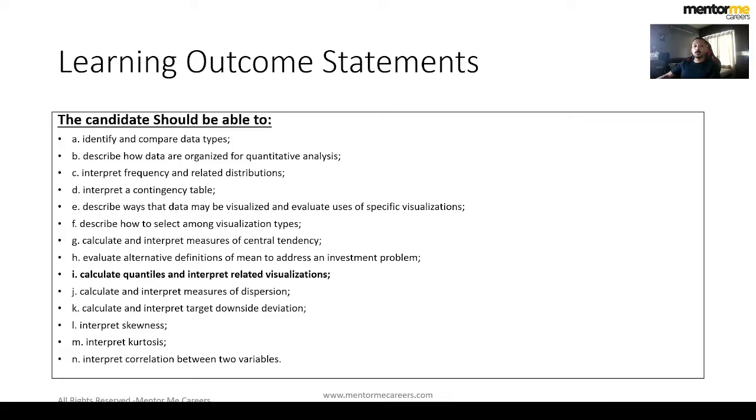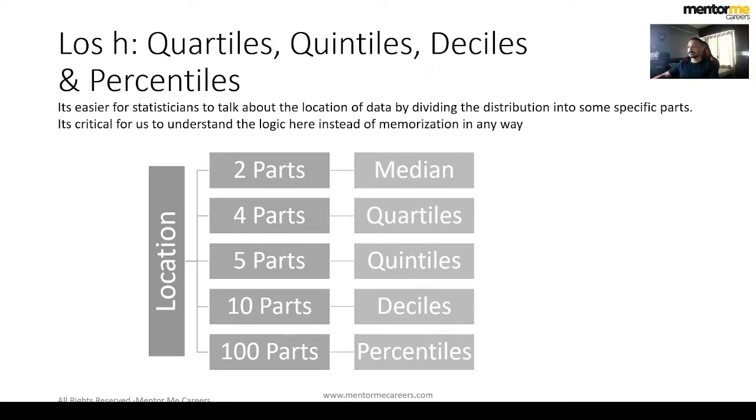Okay, now we are into variations of concepts of finding the location, which we already discussed in terms of median. Right now, we are looking at other ways of looking at the location of the data. Simply put, you need to understand that if there are 2 parts, then you're talking about median, 4 parts quartiles, 5 parts quantiles, 10 parts deciles, and 100 parts percentiles.